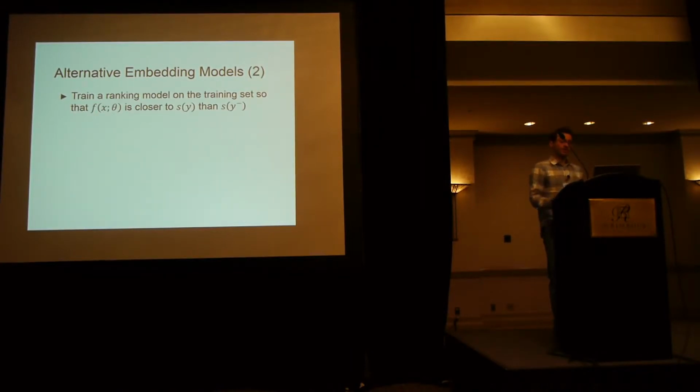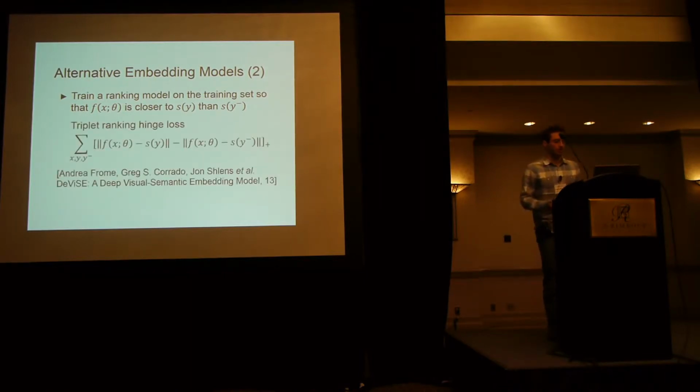And the approach taken by my colleagues is that they try to learn the embedding using a ranking loss function, which tries to map f(x) close to s(y) and far from all of the wrong labels. So they use a triplet ranking loss function to essentially map images close to their embeddings and far from the wrong embeddings. And this appeared at NIPS last year too. And this is our main baseline.